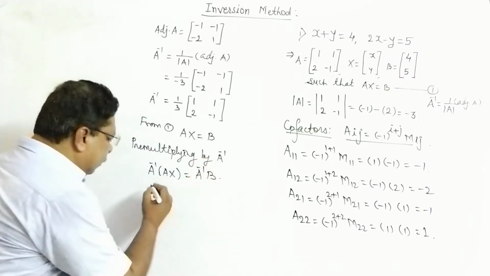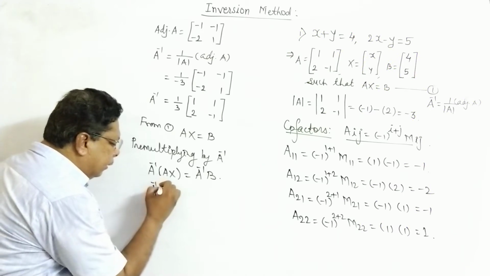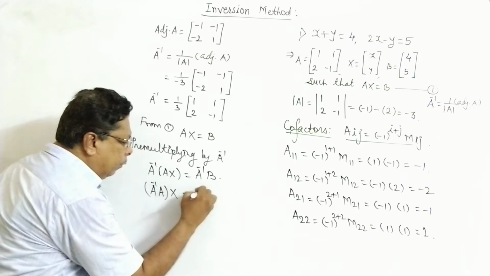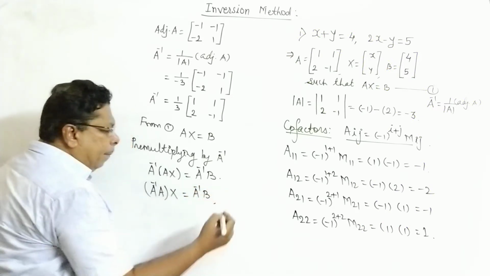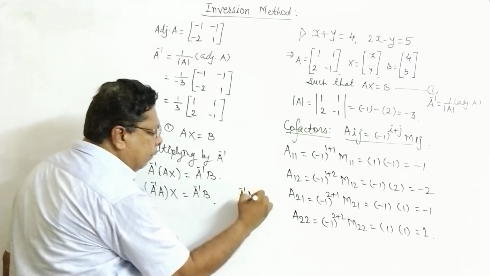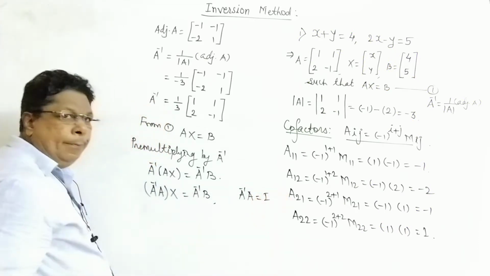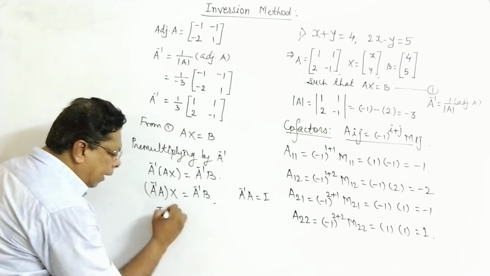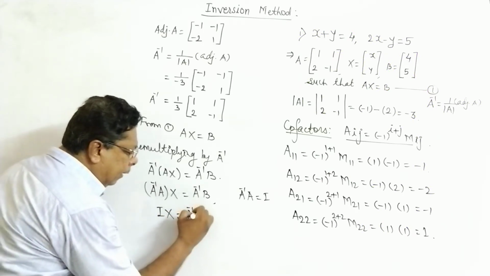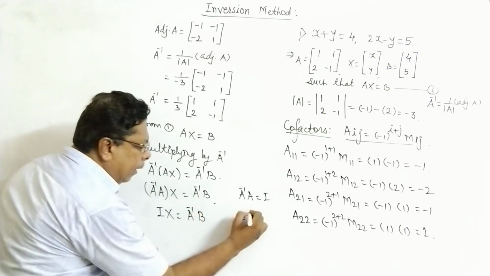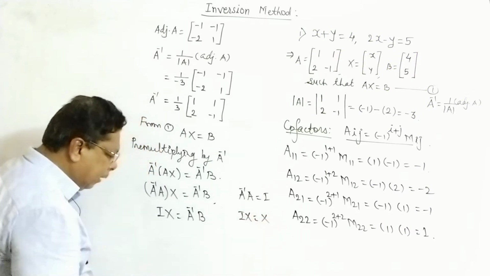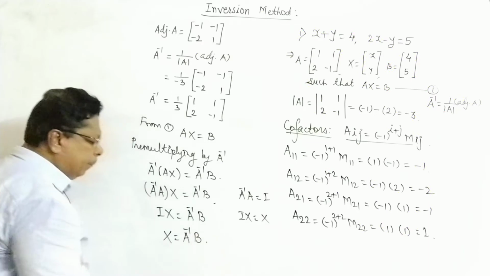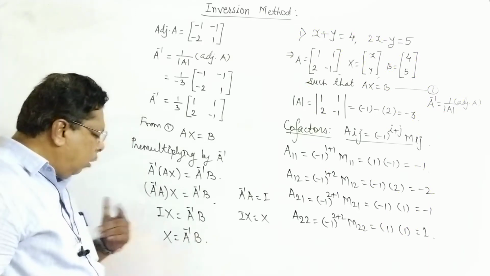Now rearrange it. This can be written as A inverse into A into X equal to A inverse B. But A inverse into A is equal to I. So this becomes I into X is equal to A inverse B. But I into X is X. Therefore X is equal to A inverse B. Now we have to solve this equation.